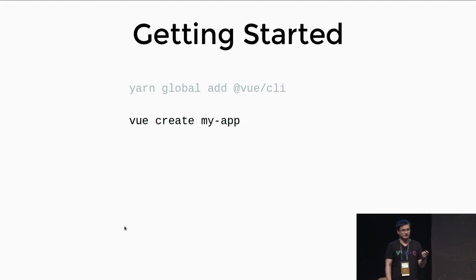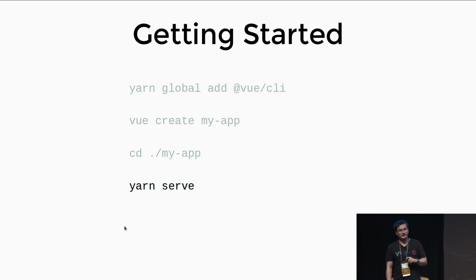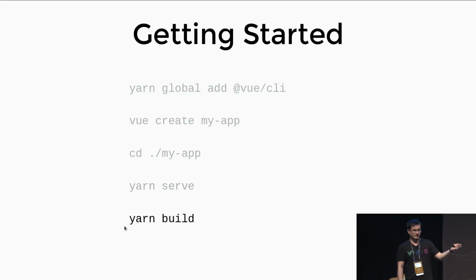Install the package globally, then use the vue create command to create the new project. Then you can go into the project and use the few commands available to you, like serve to start a development server using Webpack, or for example build to create the distribution files.